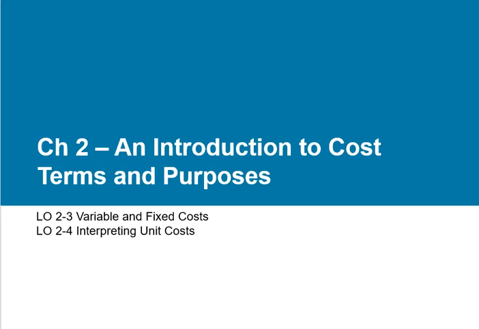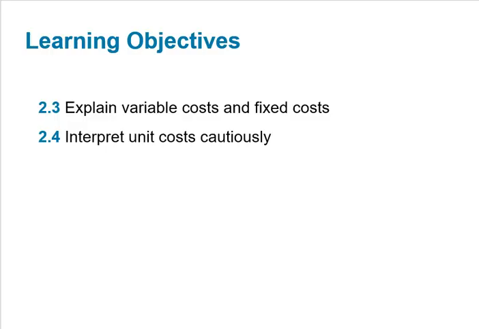Chapter 2, an introduction to cost terms and purposes, variable and fixed costs, and interpreting unit costs. So we're going to look at variable costs and fixed costs, and then talk about how to interpret unit costs a little bit. We just finished defining cost objects and looking at the difference between direct versus indirect costs. Then we'll do variable and fixed, and then we move on to inventory costs.